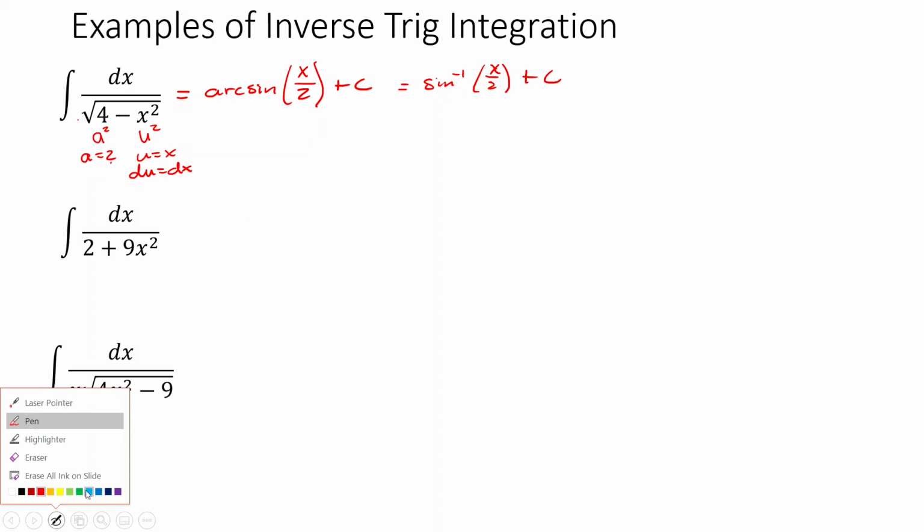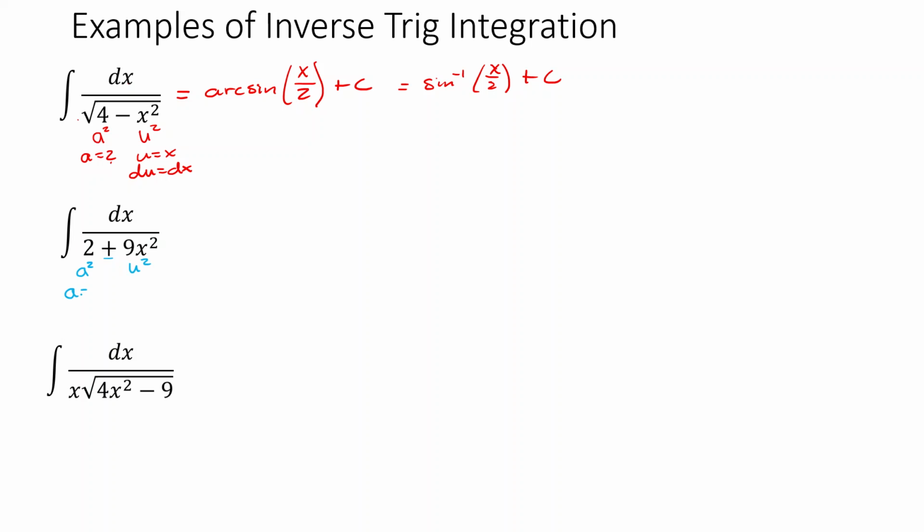All right, next up. Now we're adding. We have no square roots, which makes me think this might be arctan, and we have an x squared. So this is my a squared, and this is my u squared. Then a must be the square root of this, so the square root of 2. And u must be the square root of this, so that would be 3x, because 3x quantity squared would be 9x squared. Now we have to match du equals 3 dx. So we need a 3, and we put a 1/3 out front.